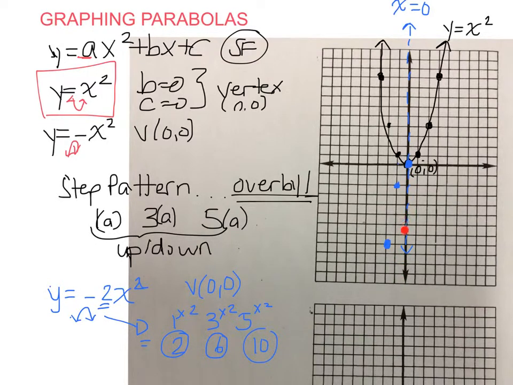That would have been our next step if it wasn't on the same graph already. And then we'd plot the symmetrical points. So copy them over the axis of symmetry to create your other points on the right-hand side. Then you draw your smooth curve.